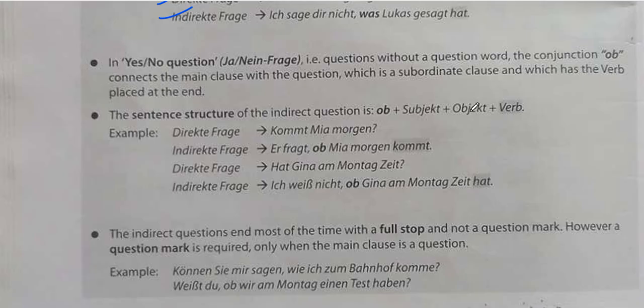Similarly, now we are coming to Ja Nein Frage, which is yes-no questions. Here is where we use ob. Whenever there are Ja Nein Fragen, yes-no questions, we use ob. So let's see one example. The rule is the same: the verb will go at the end. The sentence structure is ob plus subject, object, verb.